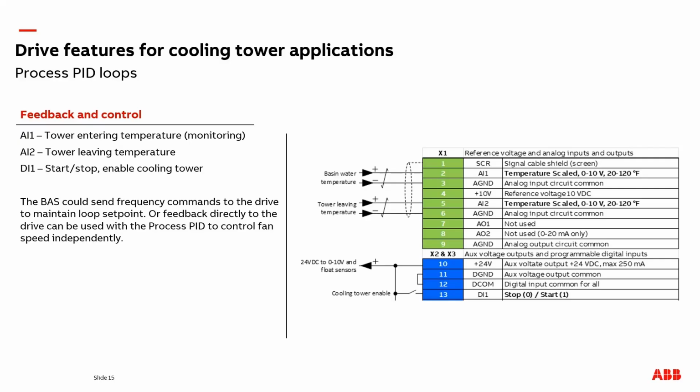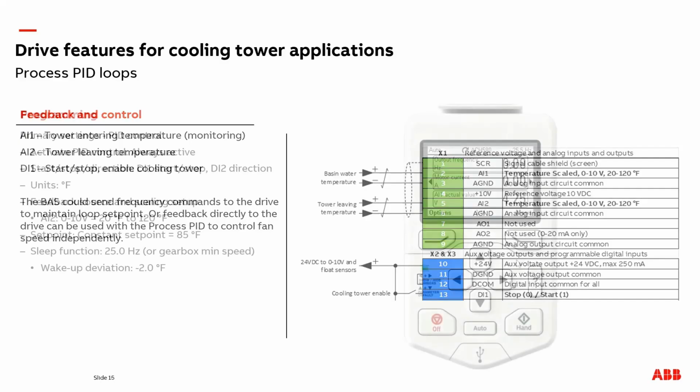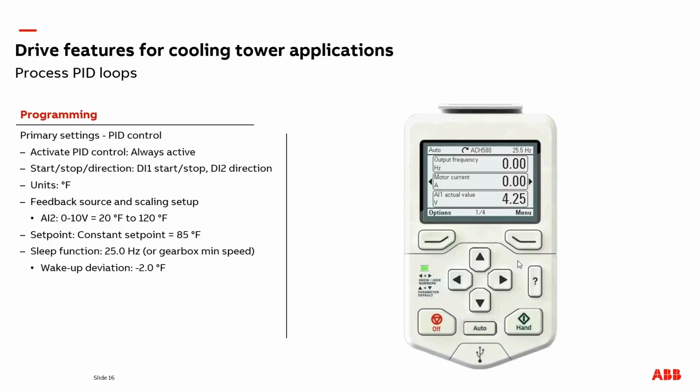The PID gains are adjustable to tune tower fan response time to loop temperature changes. A sleep function can be used to turn off the fan during low loads when the temperature set point is met or only evaporative or wet cooling is required. A wake setting can then be used from sleep and turn the fan back on before the loop is at or going above temperature set point.